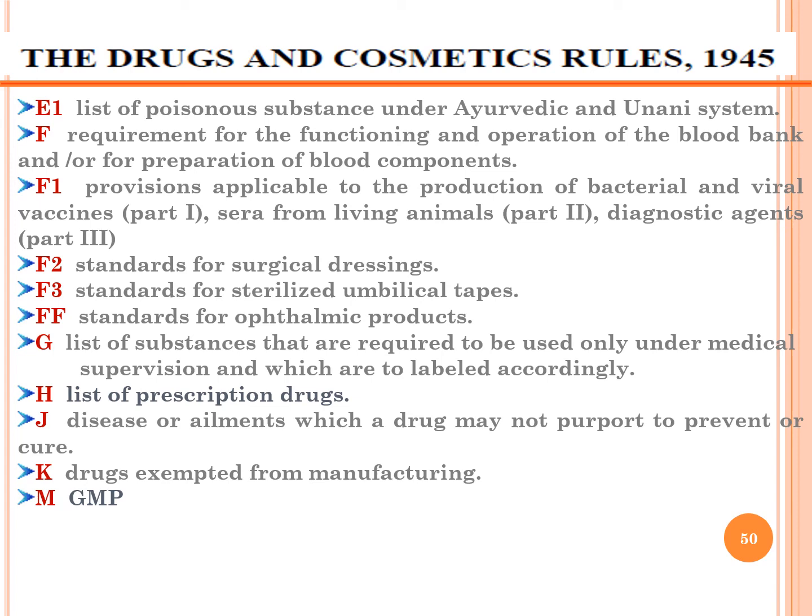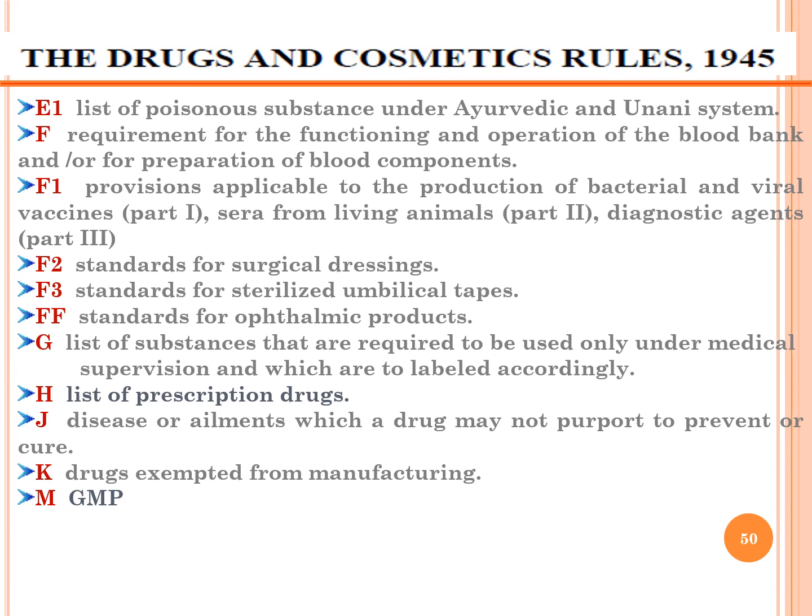F1. Provisions applicable to the production of bacterial and viral vaccines, Part I, sera from living animals, Part 2, diagnostic agents, Part 3. F2. Standards for surgical dressings. F3. Standards for sterilized umbilical tapes. FF. Standards for ophthalmic products. G. List of substances that are required to be used only under medical supervision and which are to be labeled accordingly. H. List of prescription drugs. J. Disease or ailments which a drug may not purport to prevent or cure. K. Drugs exempted from manufacturing.